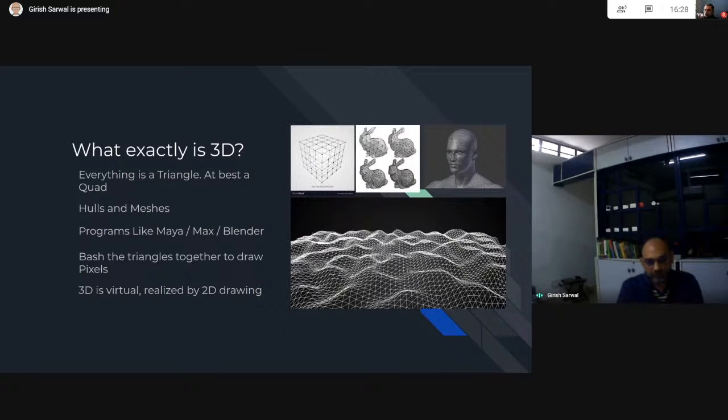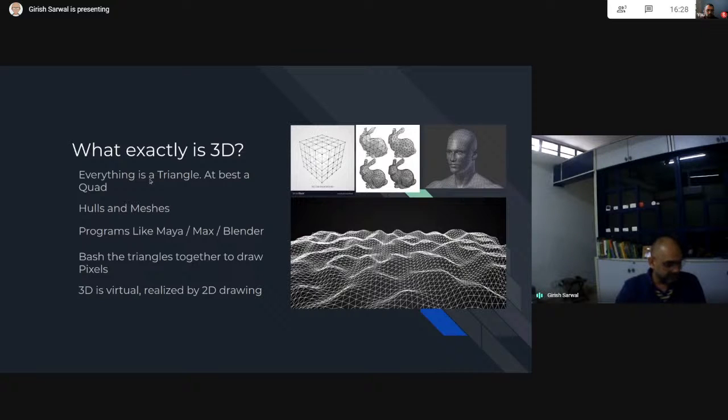A triangle is the smallest polygon which can actually define a plane in its form. You can't do that with 2 points, and if you think about 4 points, then you can already define 2 triangles inside that. Which is why we treat everything as a triangle.